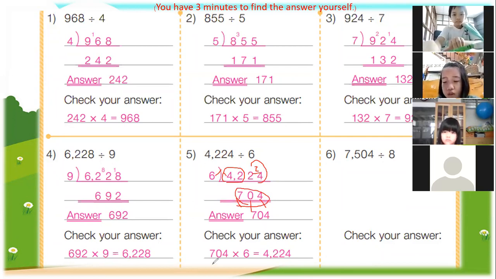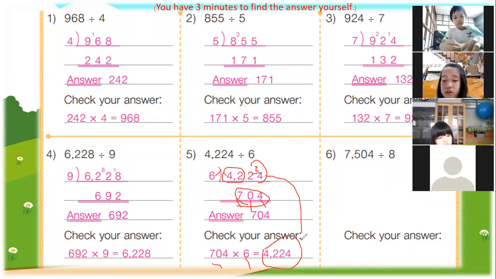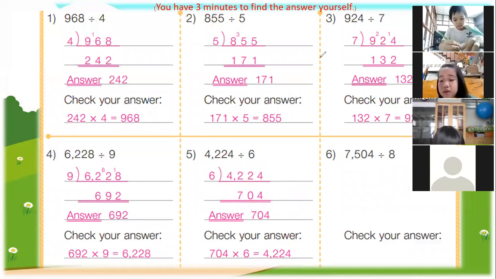Now we multiply 704, the quotient number, by the divisor 6, which is equal to 4,224, the dividend number. If we look here, both are the same. So which means our answer is correct. Okay, now question number 6. Who is going to answer? Me. Okay, what's your answer? 938.